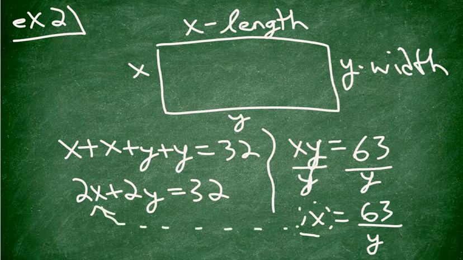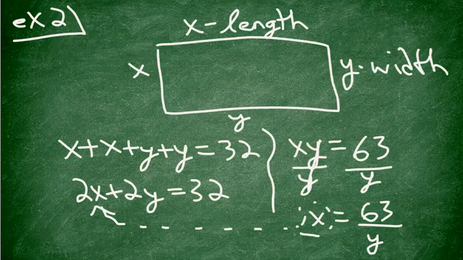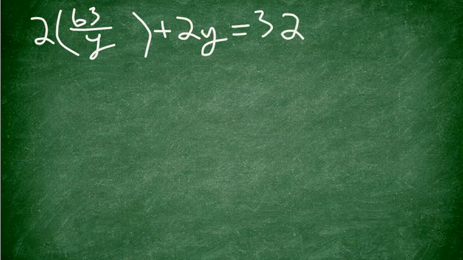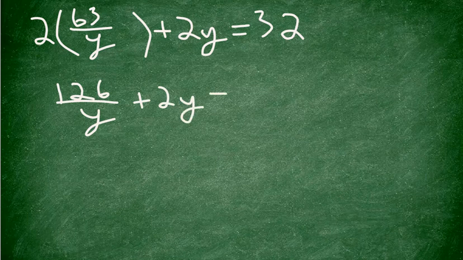So now I don't have 2x plus 2y, I have 2 times 63 over y plus 2y equals 32, right? So I've eliminated one of the variables by substitution. And now if we multiply these out and simplify a little bit, we get 126 over y plus 2y is equal to 32. Okay, I have, again, this problem of having a y in the denominator.